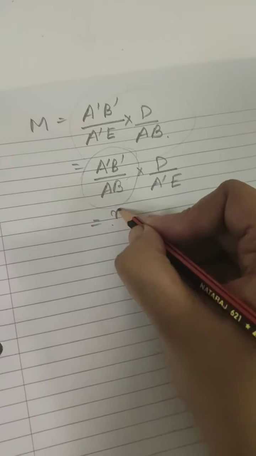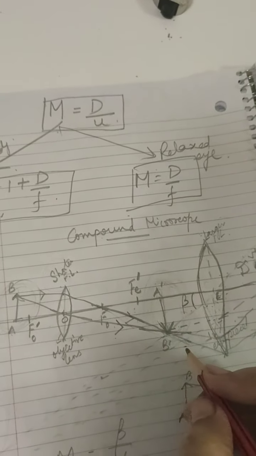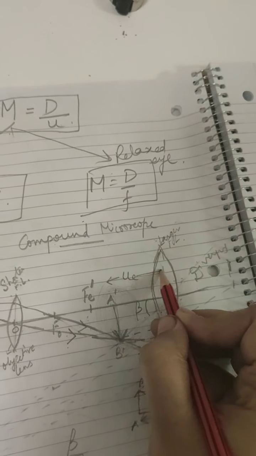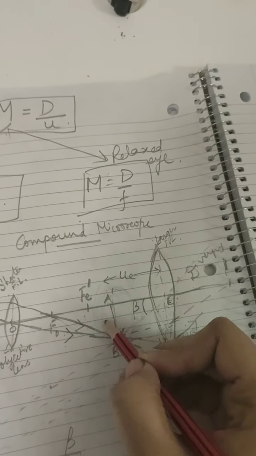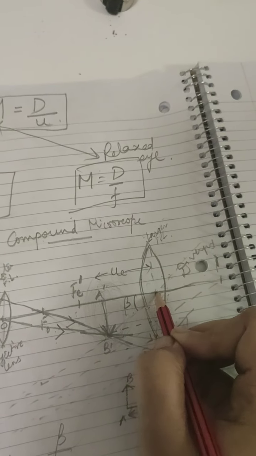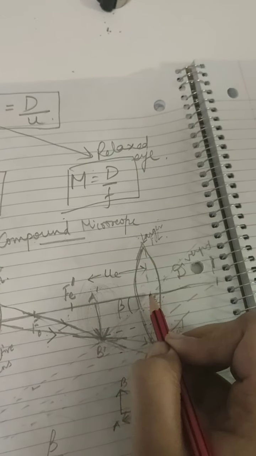So can I write it here? MO into D by A prime E. D by A prime E is equal to D by UE, where UE is the object distance, the distance of the virtual object from the optical center of the eyepiece. Isn't it object distance?